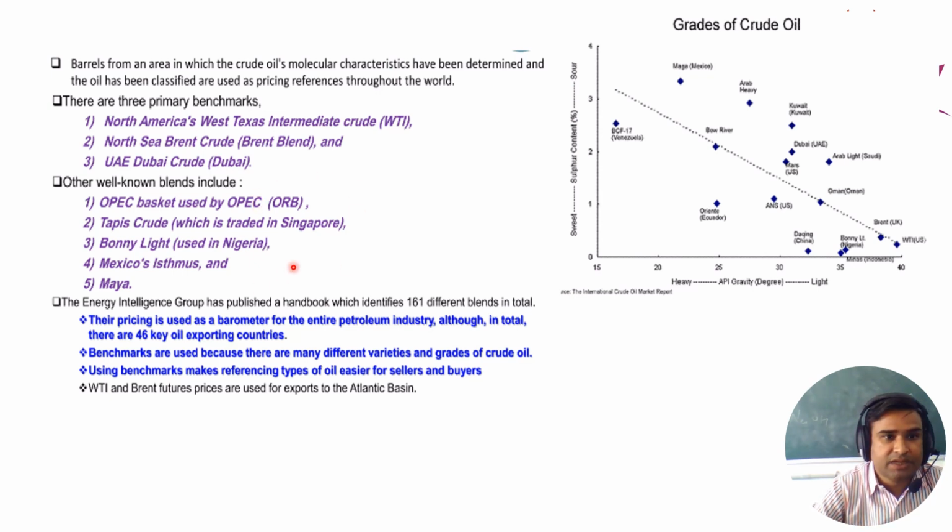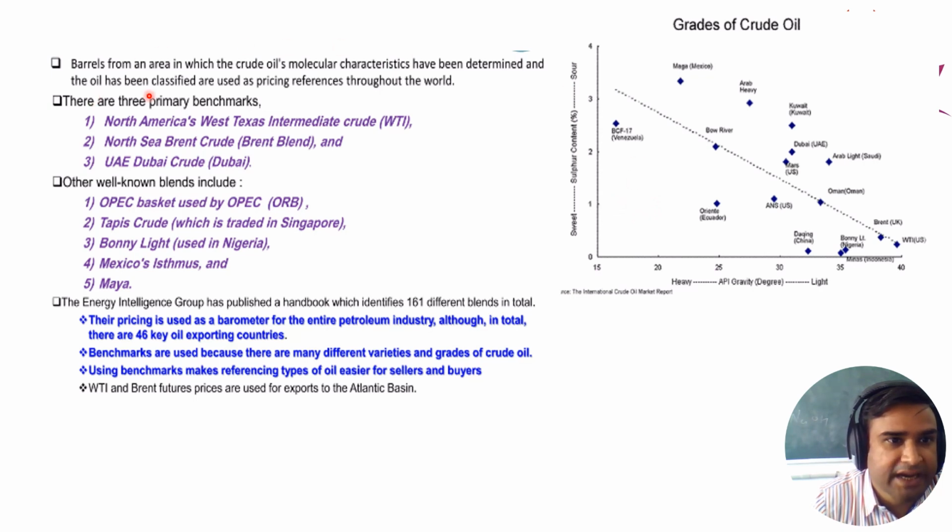Based on the other properties of characterization, you can see in this chart we have explained based on the API gravity, heavy, light, and sweet crude. With different country regions, where sweet crude is found, where sour crude is found, where light crude is found, and where heavy crude is found. So the grades of the oil you can see in this chart.